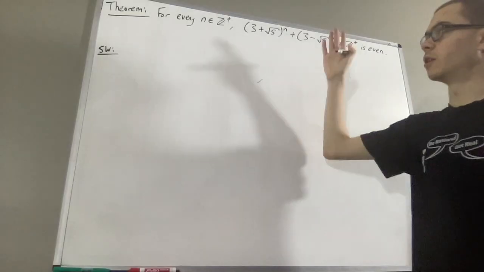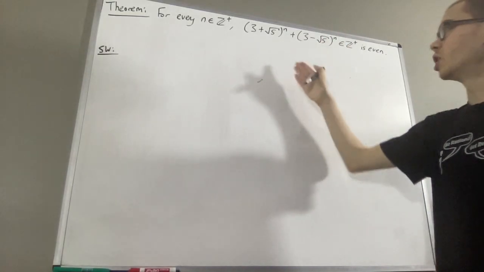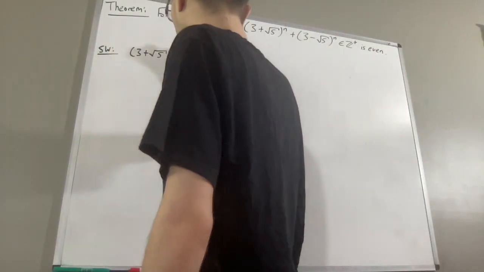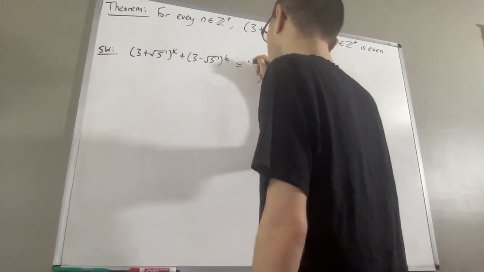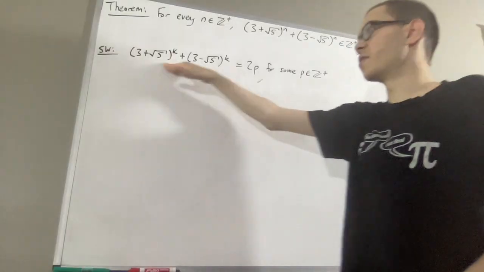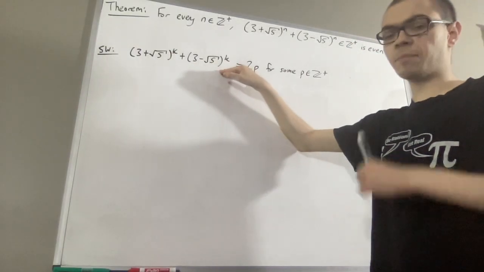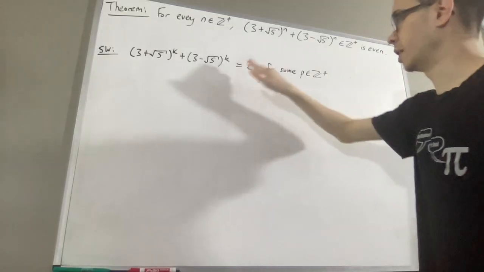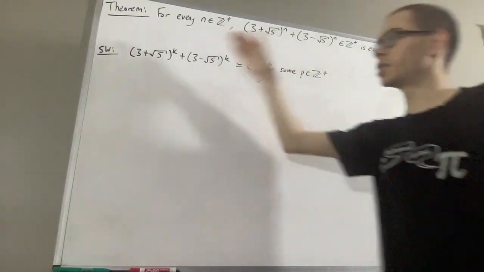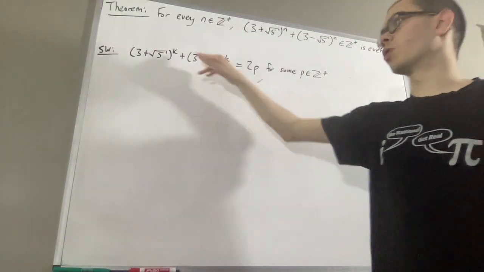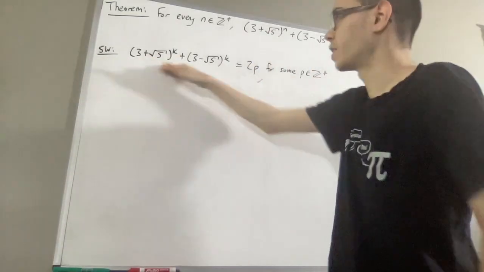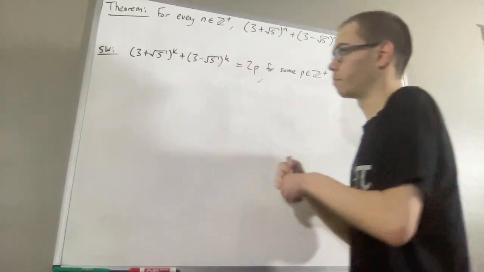For the induction step, we let k be an arbitrary positive integer and assume that this is true for k. So our induction step is assuming that this quantity is an even positive integer. So in that case, it's equal to 2p for some positive integer p. The whole goal is to show that this guy, where instead we have k plus 1, is also an even positive integer. So let's write this out, where instead of k, we have k plus 1.